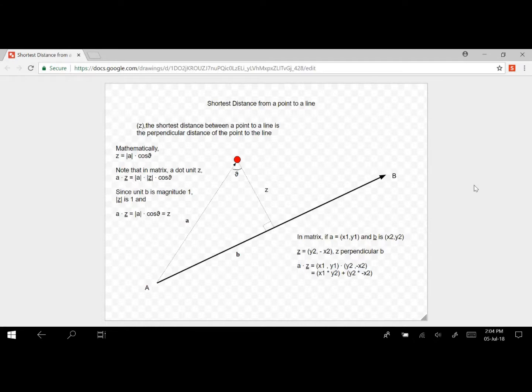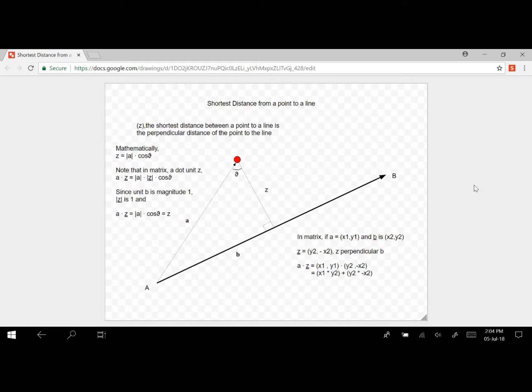Welcome everybody. Today we're going to start on our collision detection of two lines. In order to start the collision detection between two lines, we need to first understand one of the important points of mathematical geometry, which is to find the shortest distance between a point and a line.